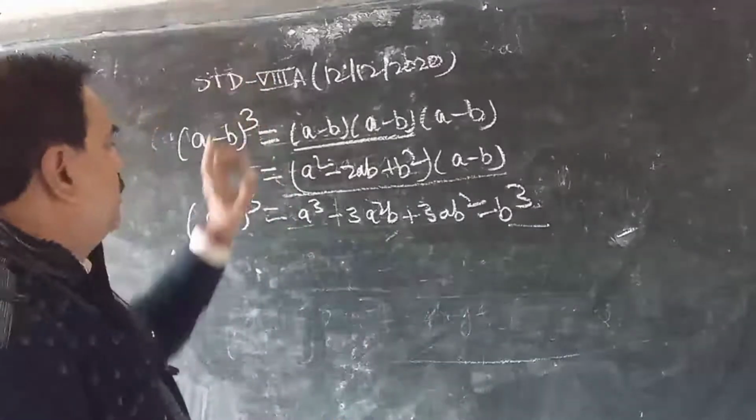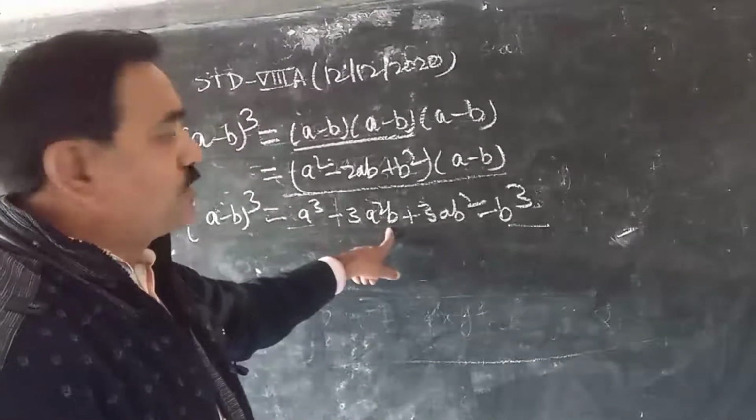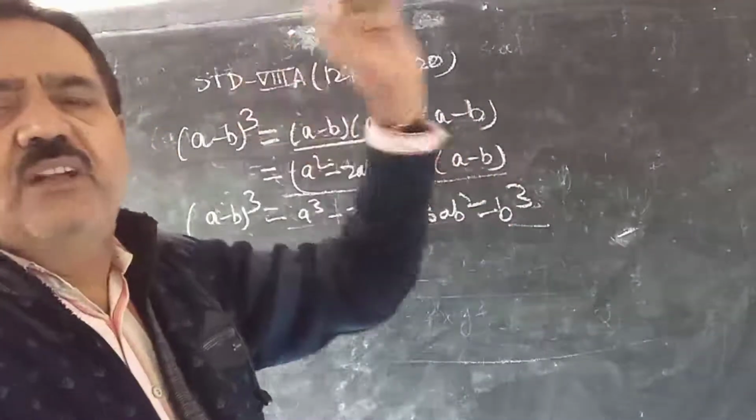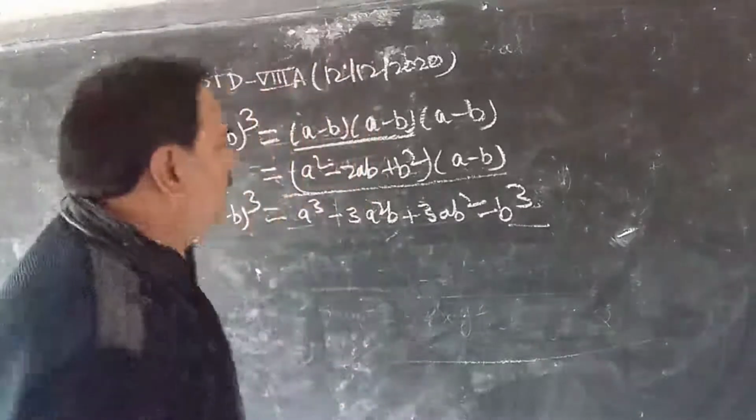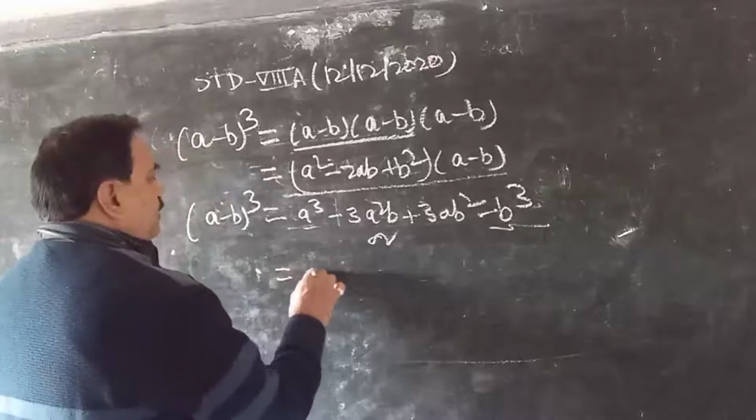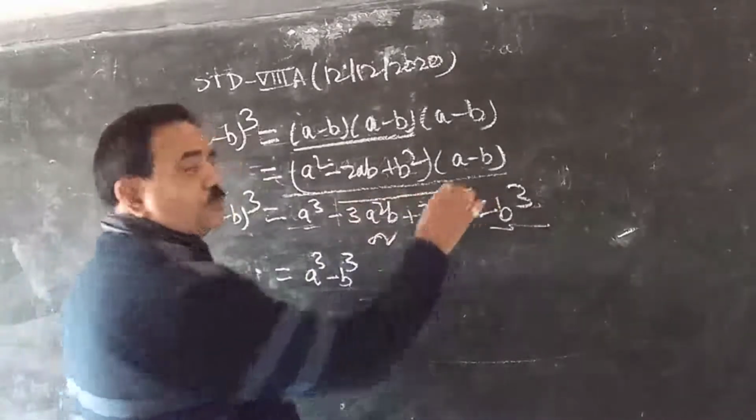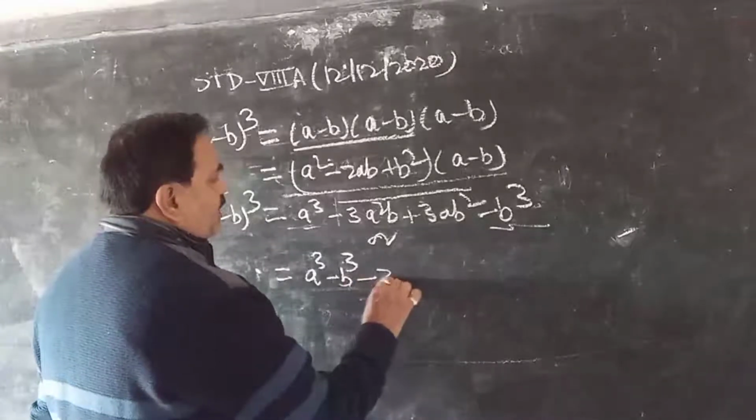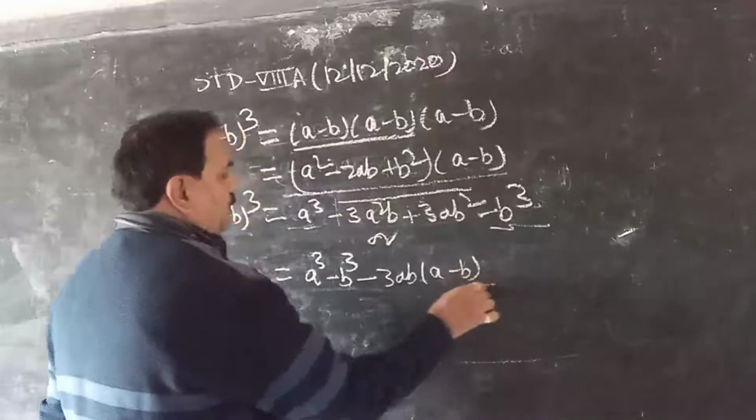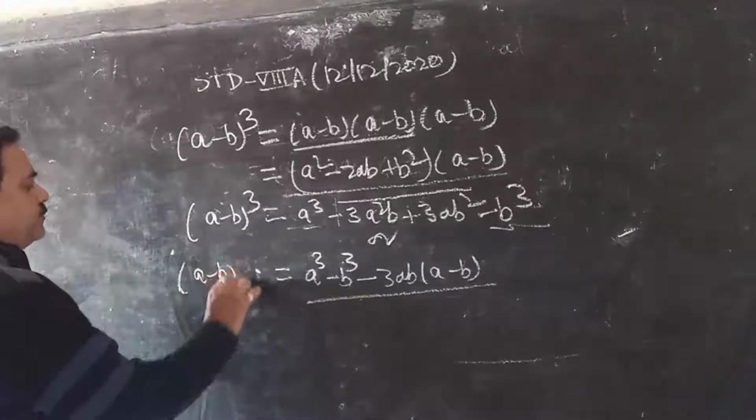So the (a - b) whole cube formula is a cube minus 3a square b plus 3ab square minus b cube. We can write it in another form also. What is the other form? Write a cube and b cube together: a cube minus b cube. And take common here: what is common? Minus 3ab, left a minus b. This is another form of (a - b) whole cube.